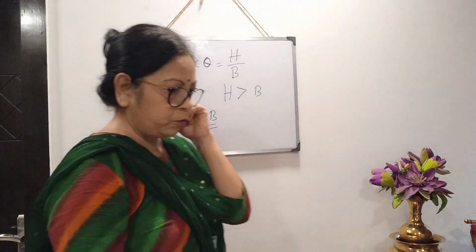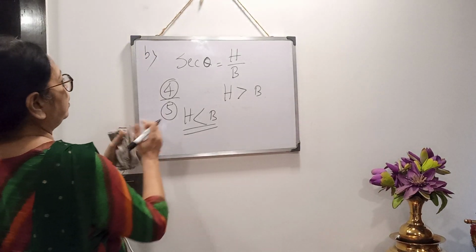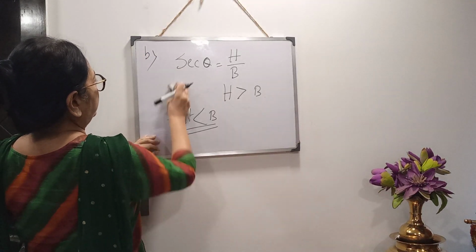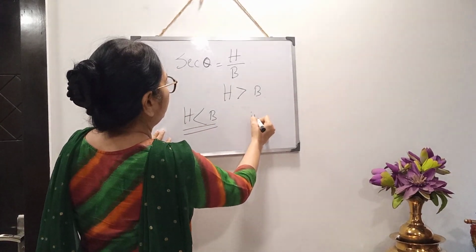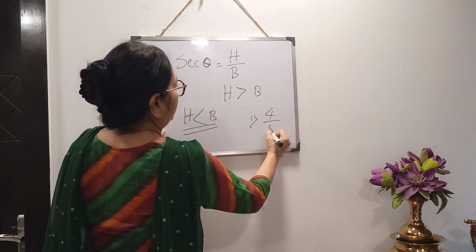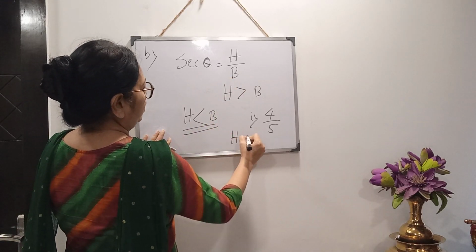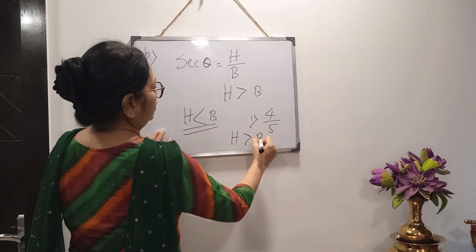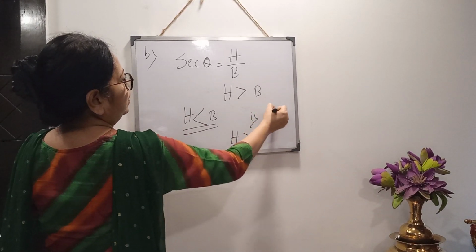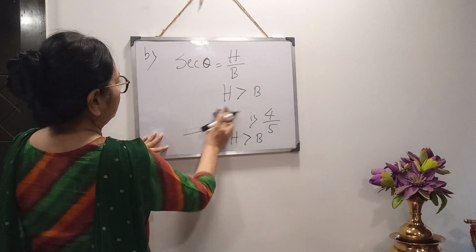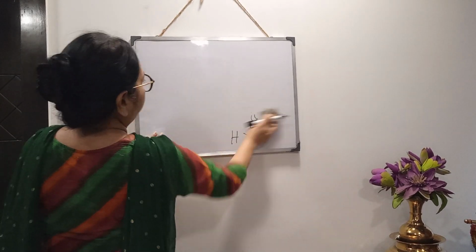So which one cannot be the value of sec theta? This one. Your option, you will write option A, 1, 4 by 5. Then you will give the reason: hypotenuse is always greater than base. Clear? In this case you are getting that it is less than base, so it is incorrect. Next one.